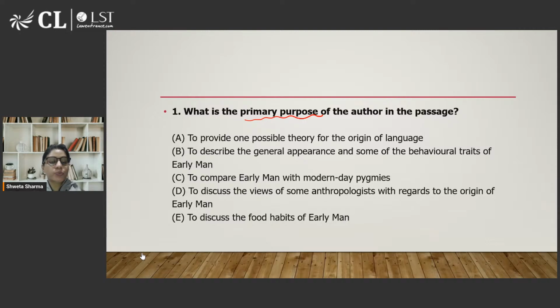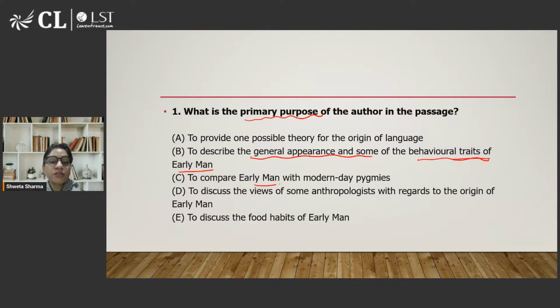Okay, let's have a look at the question. It says, what is the primary purpose of the author in the passage, right? Why has the passage been written? So I told you there are two types of questions, guys. One is the reason behind why the passage has been written, and the second is what is there in the passage. So when it's the primary purpose of the passage, it's about why the passage has been written. It says: to provide one possible theory for the origin of language, why language might have originated. Second: to describe the general appearance and some of the behavioral traits of early man, what he used to look like and how he used to behave.